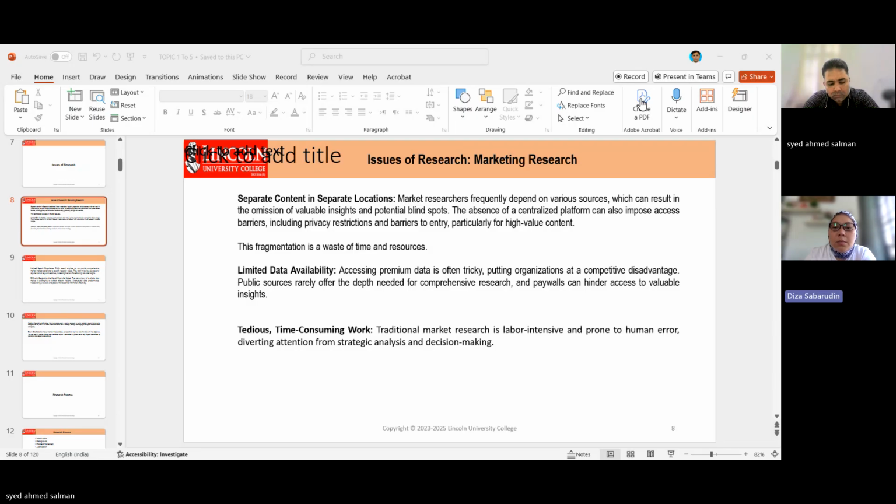Next issue is bias or inaccurate data. We can train the data collectors well and use neutral wording in surveys, or we can pre-test questionnaires to identify and fix flaws. And the last one is the budget constraint. We can use cost-effective tools and platforms and focus on the most critical areas for data collection.